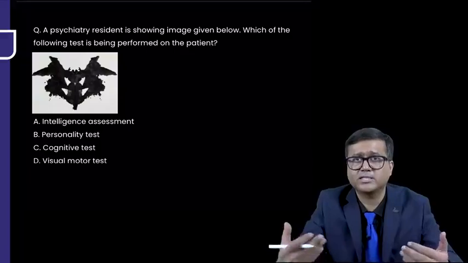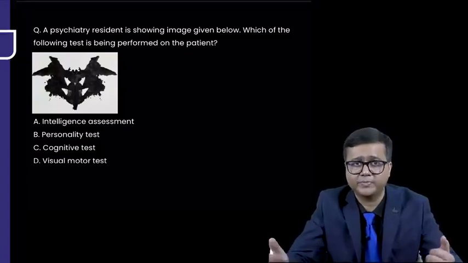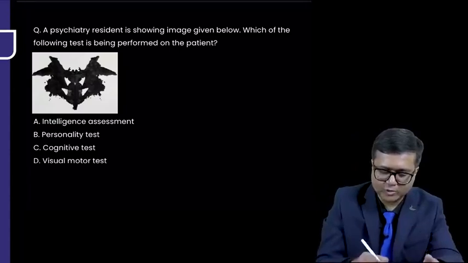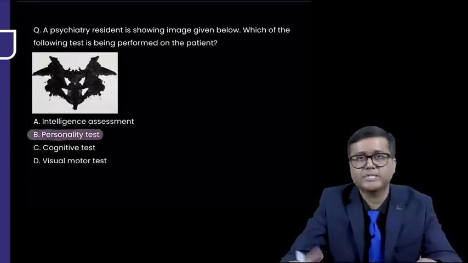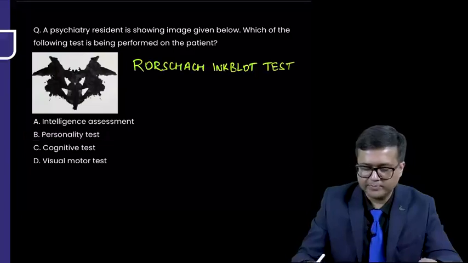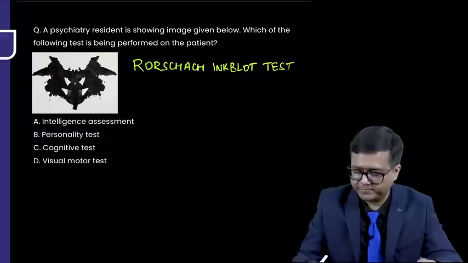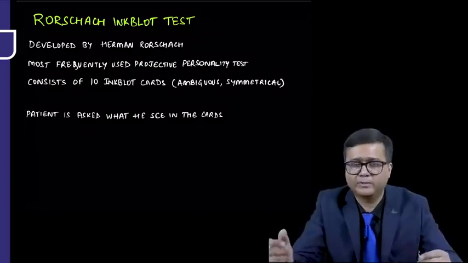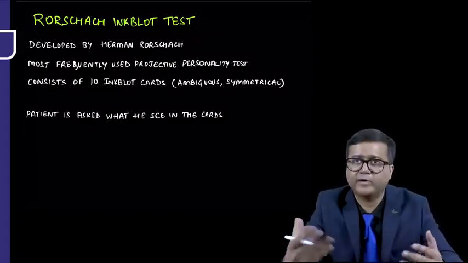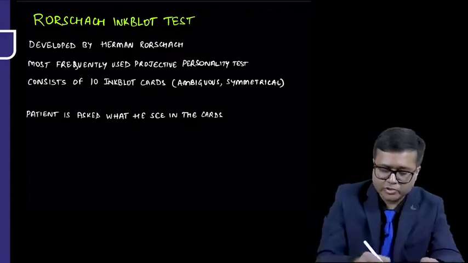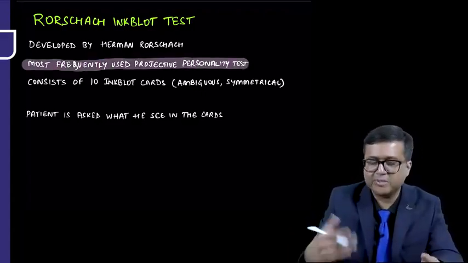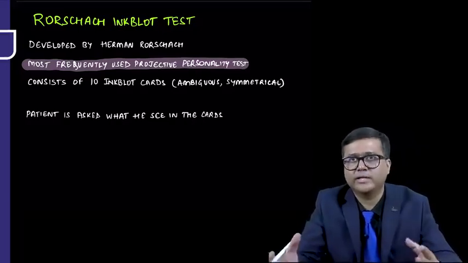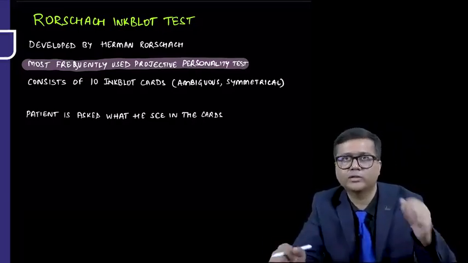So basically this is the Rorschach ink blot test, which is one of the tests used for personality assessment. So the correct answer is option B, personality test. It was developed by Hermann Rorschach, so it is named after him, and it is one of the most frequently used projective personality tests. It consists of 10 ink blot cards, one of which we have seen.